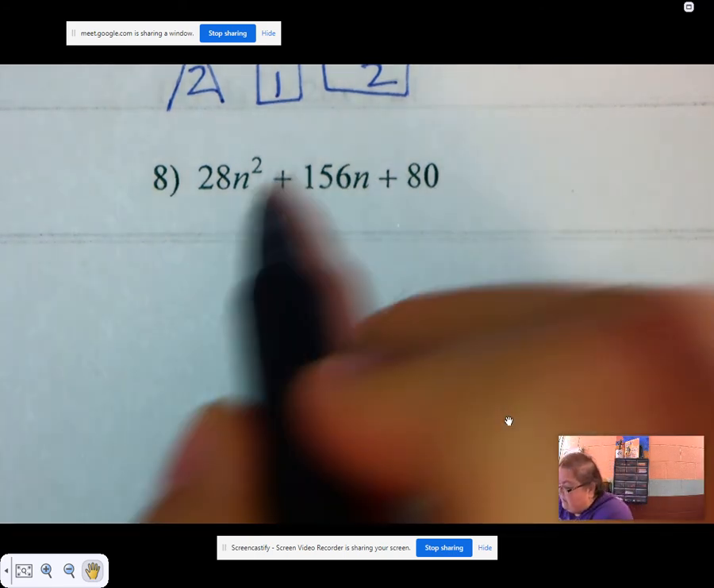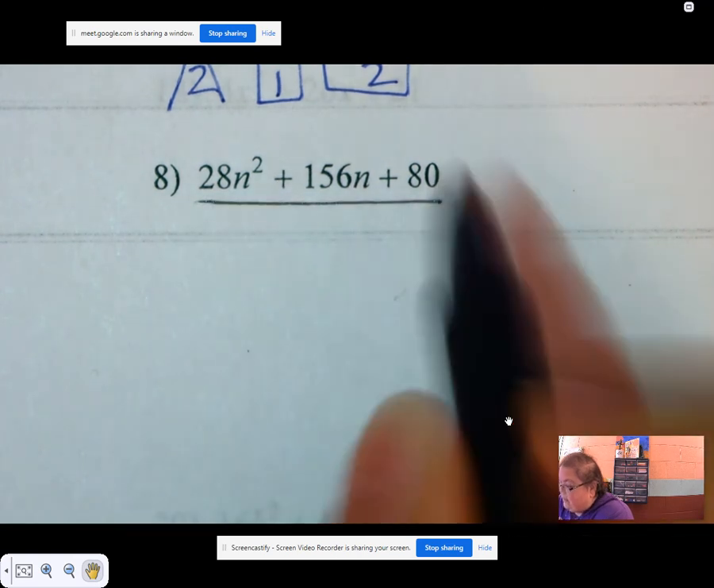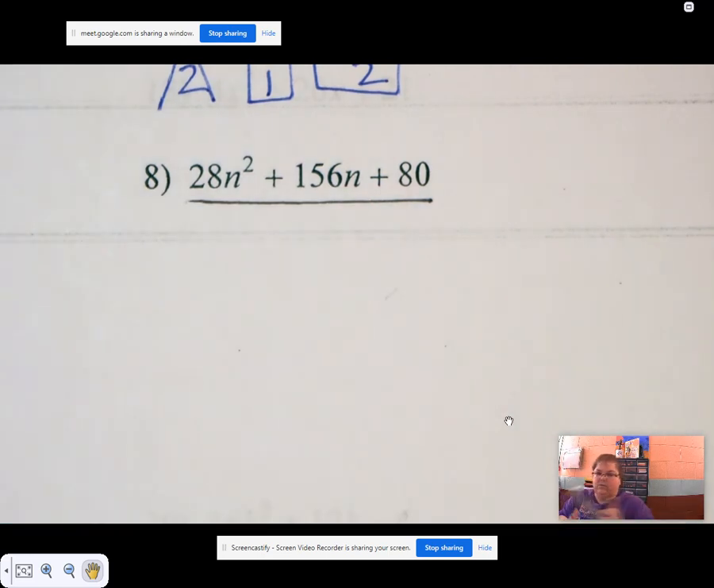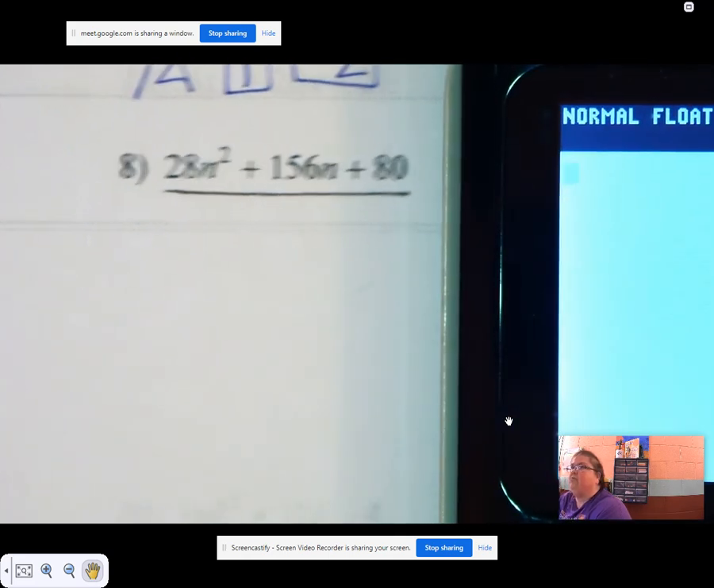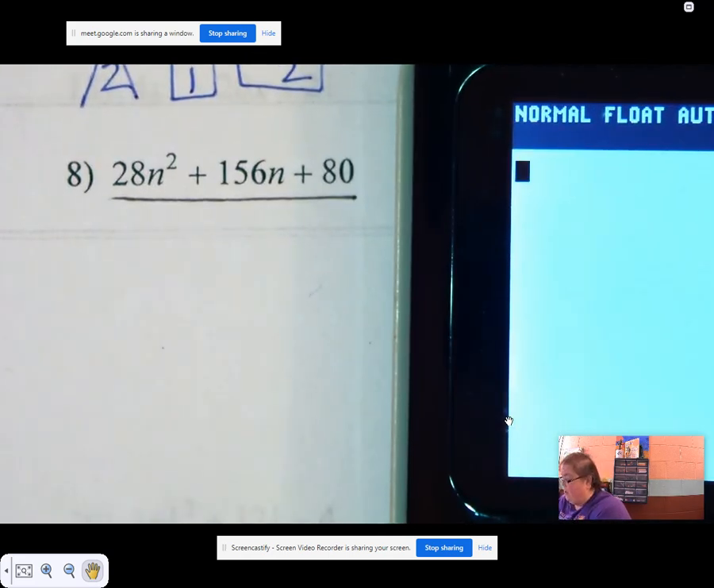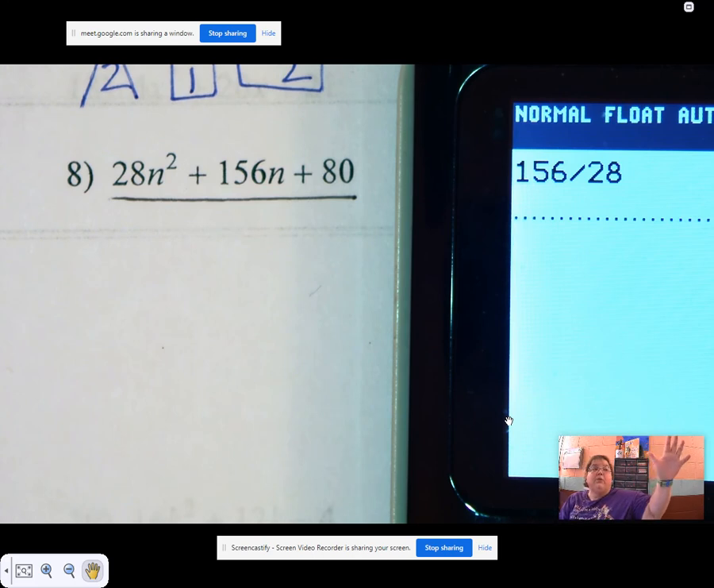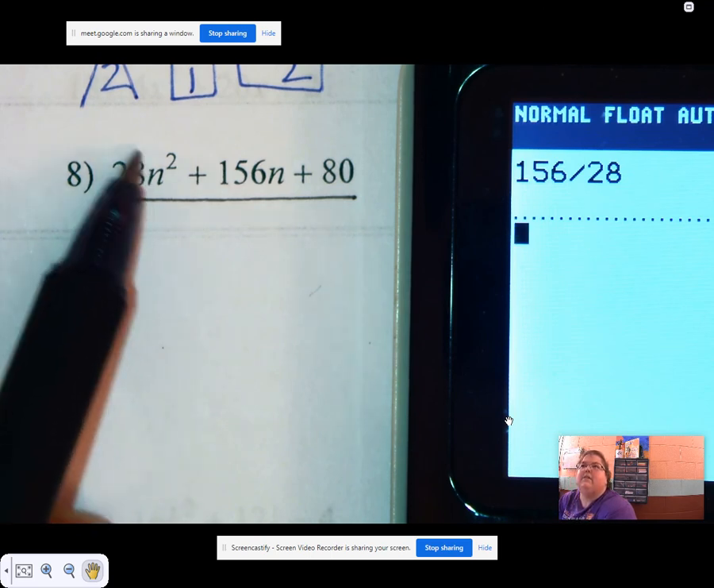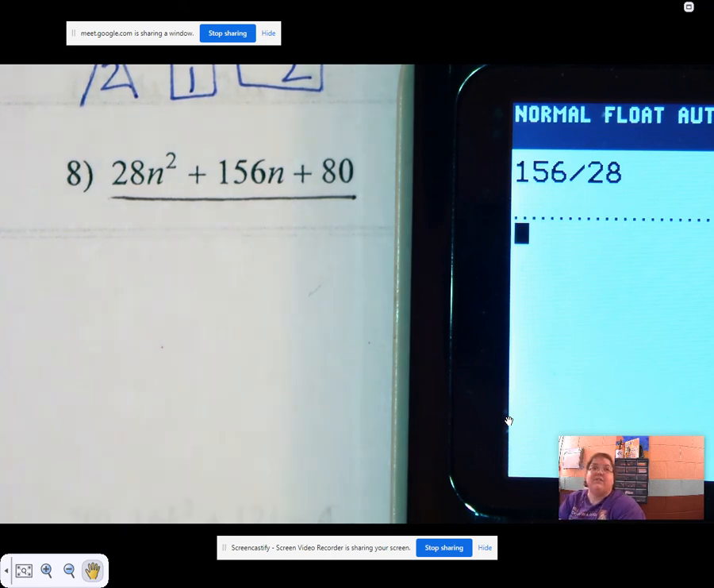So there is a GCF. As a reminder, when you have big numbers, just want to throw this out to you, start with the smaller number and divide it by the 2 bigger ones just to see if that's the GCF. 156 divided by 28. Does that work? No, because it's not a whole number, is it? Okay, so that is not it. However, I know that one of the factors of 28 is the GCF.